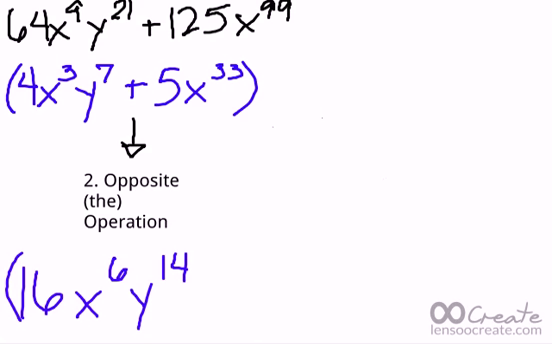The next step, or the second step, is to opposite the operation. So the operation here is addition. You just need to change it to subtraction, or to a minus sign.